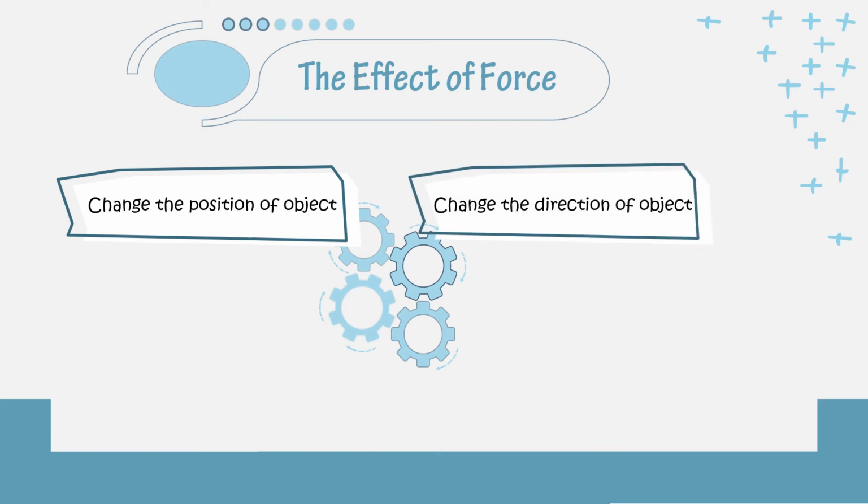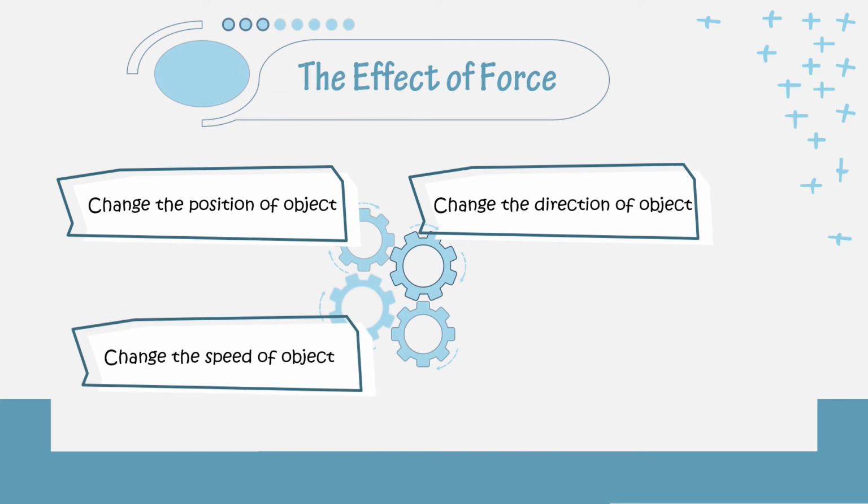Second, change the direction of object. For example, when we hit a baseball that initially points straight, after being given a force by being hit, the ball changed to a turn. The third, change the speed of object. Of course, for example, at first an object at rest with v equal to 0 or speed equal to 0 after being given a force will change the value of speed acting on the object.